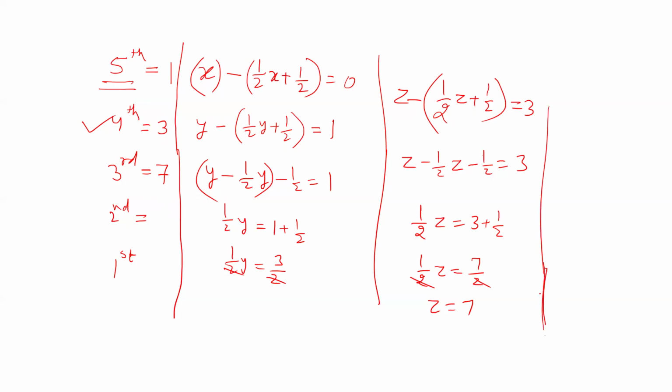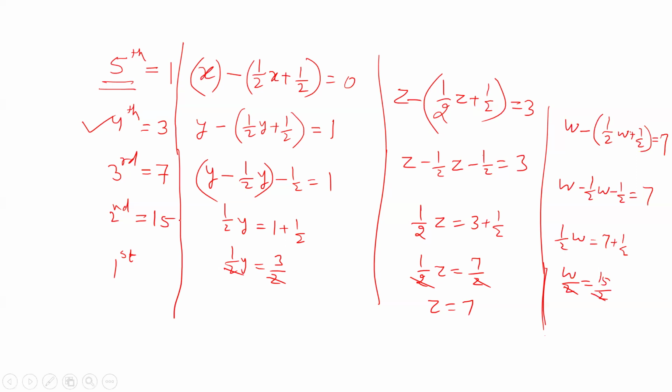For example, let the number of apples left after the second customer visited him be W. So W minus, to the second customer he gave half W plus half, is equal to 7. W minus W by 2 minus half is equal to 7. So half W is equal to 7 plus half. W by 2 is equal to 15 by 2. So we can say that after the second customer visited, he had 15 apples with him.